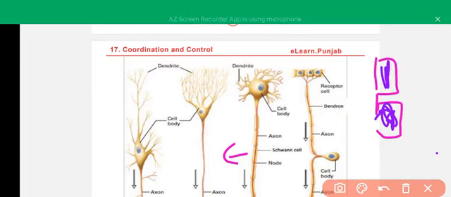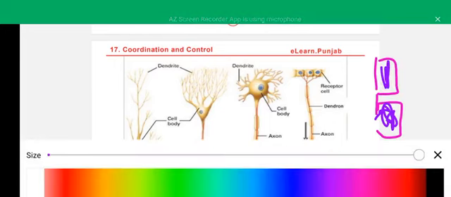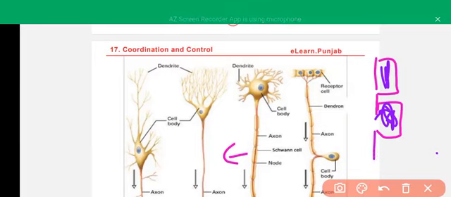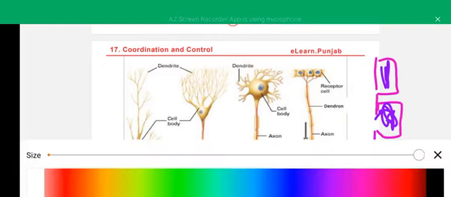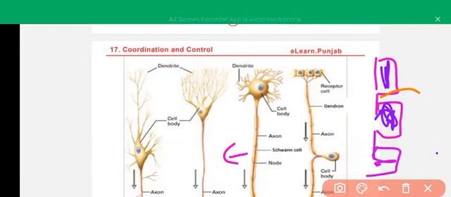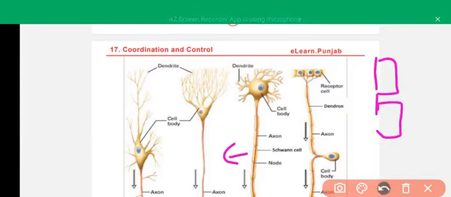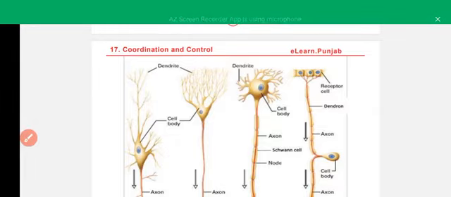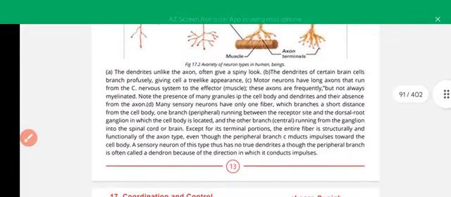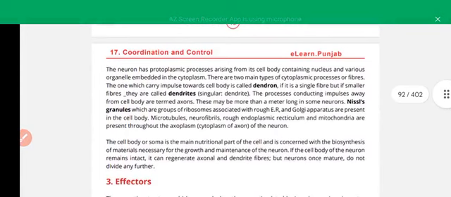These particular types of reactions are called saltatory impulses. The action potential jumps from here to here, and in the same way. This was a particular type of neuron, and then we will study the different terms that are here, like dendrites and axons.